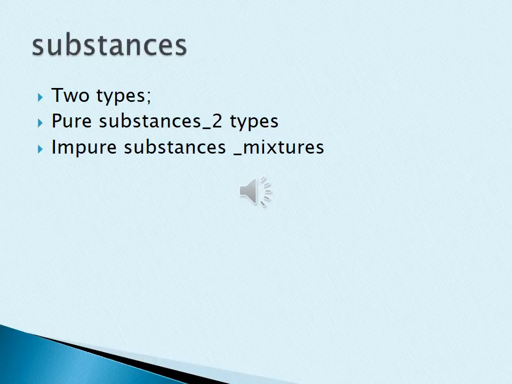Next, homogeneous mixture examples: salt and water, sugar and water. Heterogeneous mixture examples: sand and water, water and oil, iron and sand. And there are a few more examples of heterogeneous mixtures.